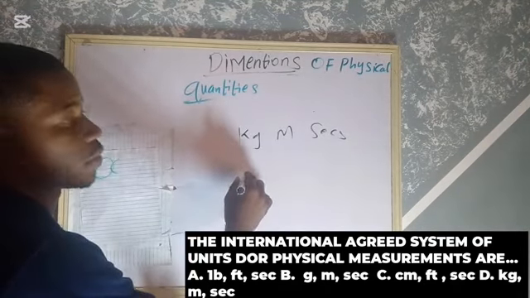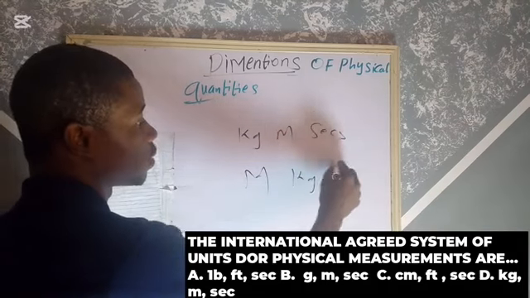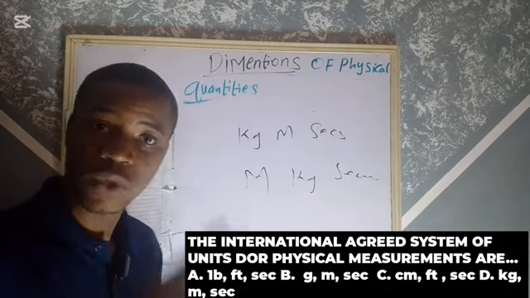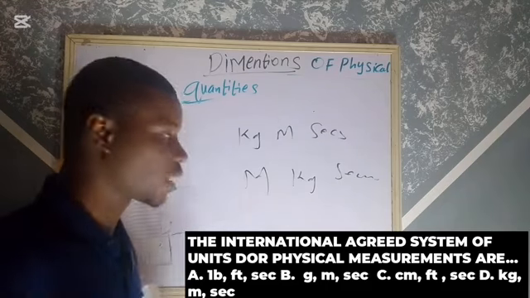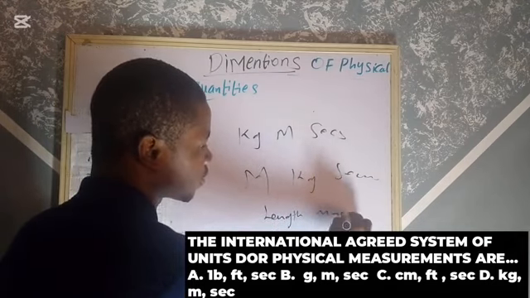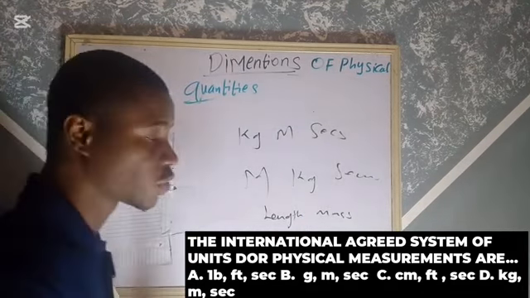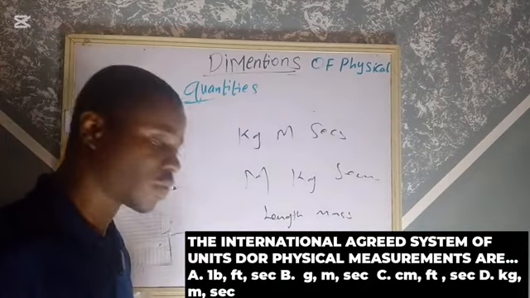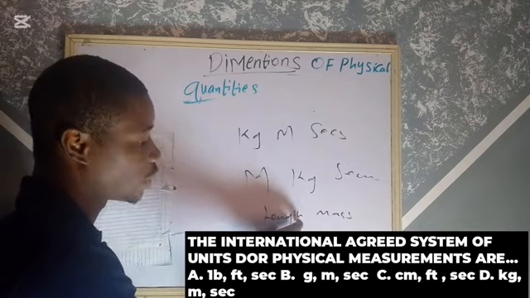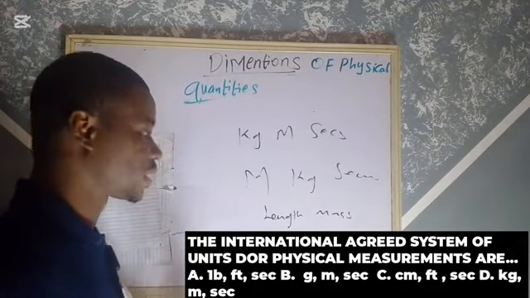Is it kilogram meter or meter kilogram seconds? Whichever one you want to put, just know they are the units of the three major fundamental quantities, which are length, mass, and time. That was where I was emphasizing on these three major ones, because I know questions usually come from this. So if they ask you which of the following is the internationally agreed system unit, just bring out the SI unit of each of these. That is the correct answer.